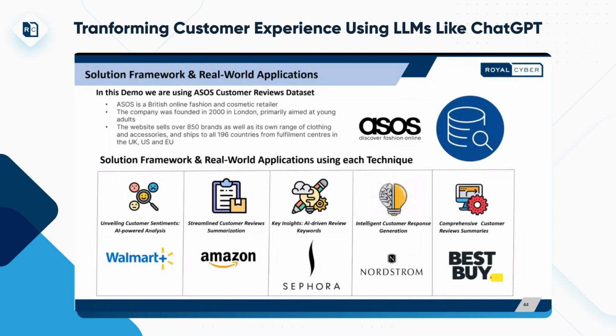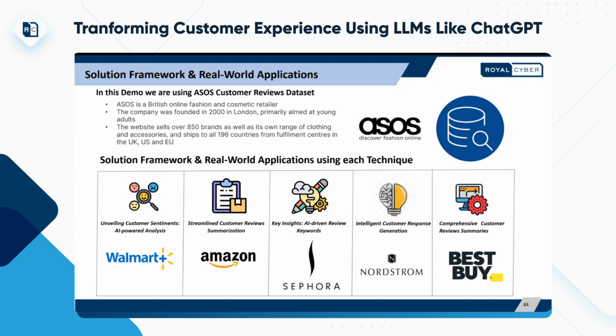Just quickly and very briefly, the data set we're using is from ASOS. It's a Kaggle data set, and ASOS is a British online fashion and cosmetic retailer. They sell over 850 brands across 196 countries, with fulfillment centers in key areas of the world.